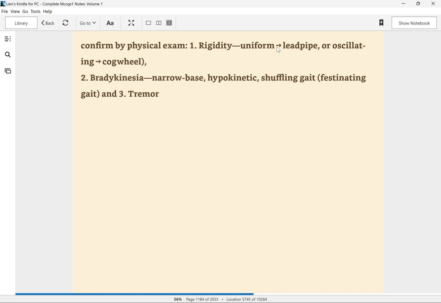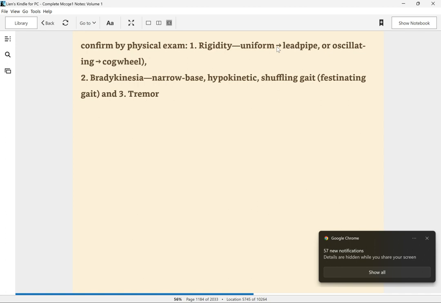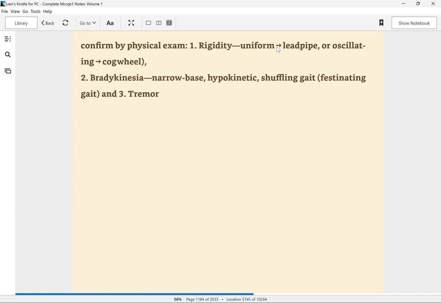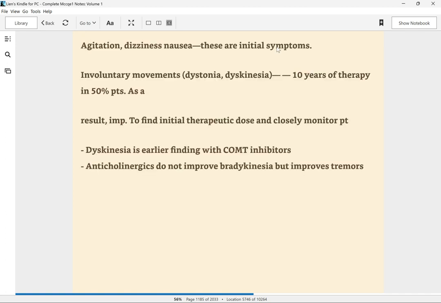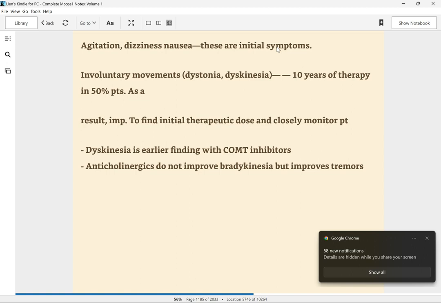1. Rigidity: uniform → lead pipe, or oscillating → cogwheel. 2. Bradykinesia: narrow-based, hypokinetic, shuffling gait, festinating gait. And 3. Tremor. Agitation, dizziness, nausea. These are initial symptoms.